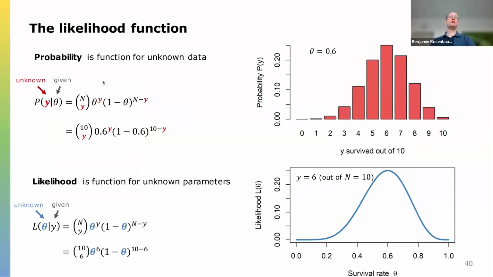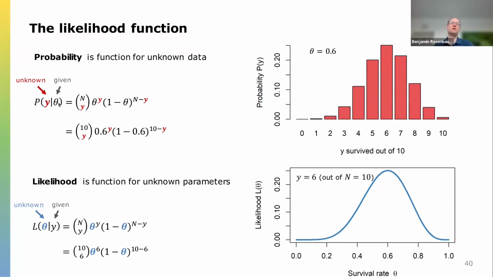So the probability is a function for unknown data, right? If we know the parameter, if we know the average survival rate, I can calculate the probability of each outcome. In this case, it is a discrete distribution, but it could also be a continuous distribution. It doesn't matter. We have some formula here. That's the binomial distribution. And for any value of y, I can just calculate this if we know theta.